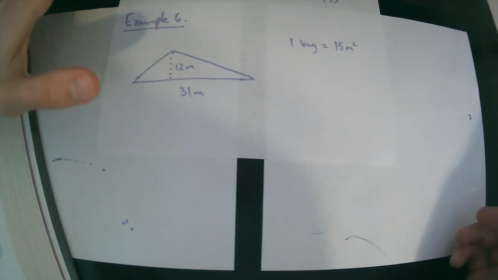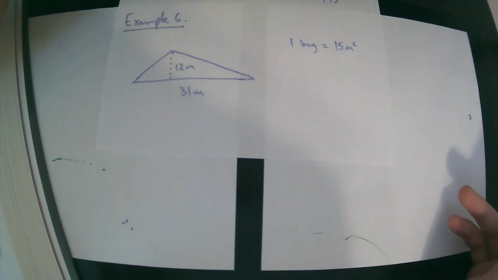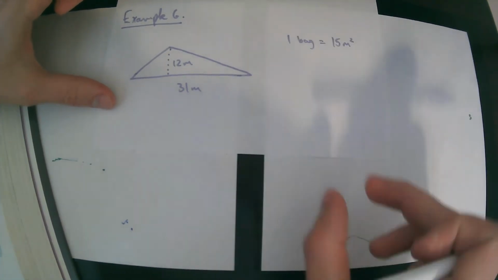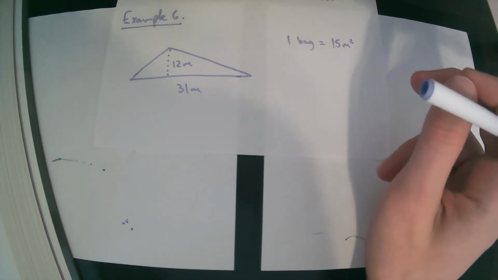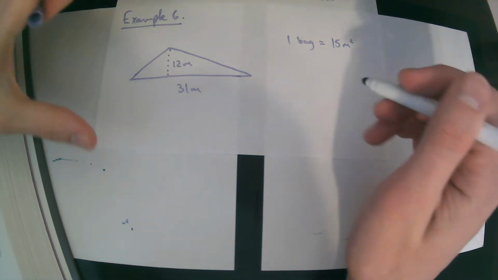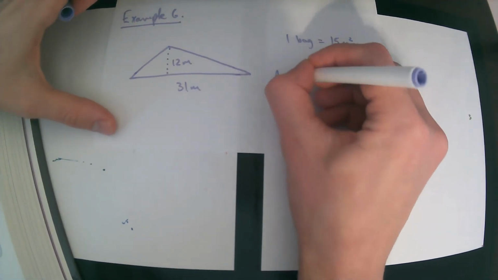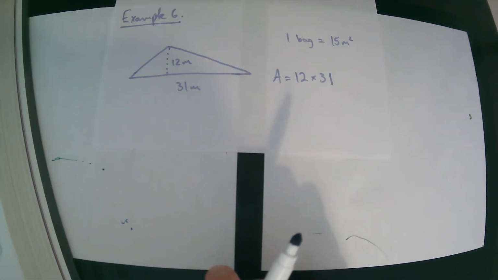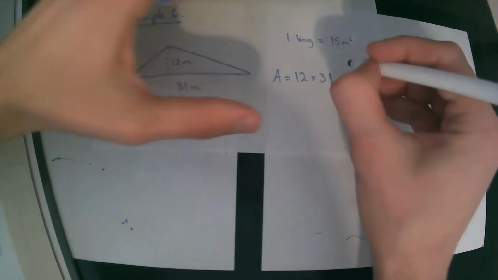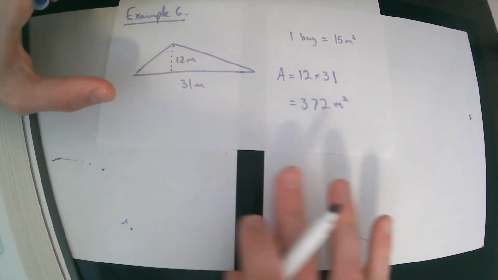Alright, so we want to find the area and figure out how many bags he's going to need. So it's kind of similar to the gallons of paint thing, where we're going to find the area, then we're going to divide by 15. That'll tell us how many bags we need. Okay. So 12 times 31, first of all, to find the area. 12 times 31, that's going to be 372 square meters. Okay, that's the total area.